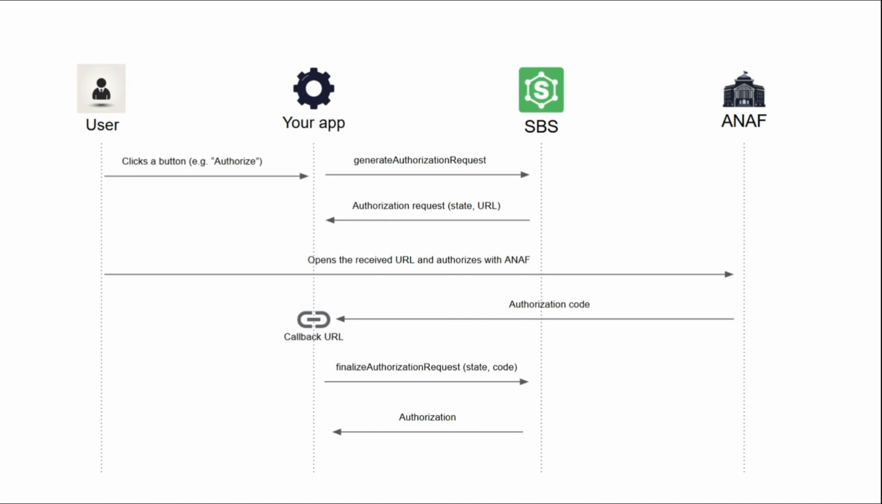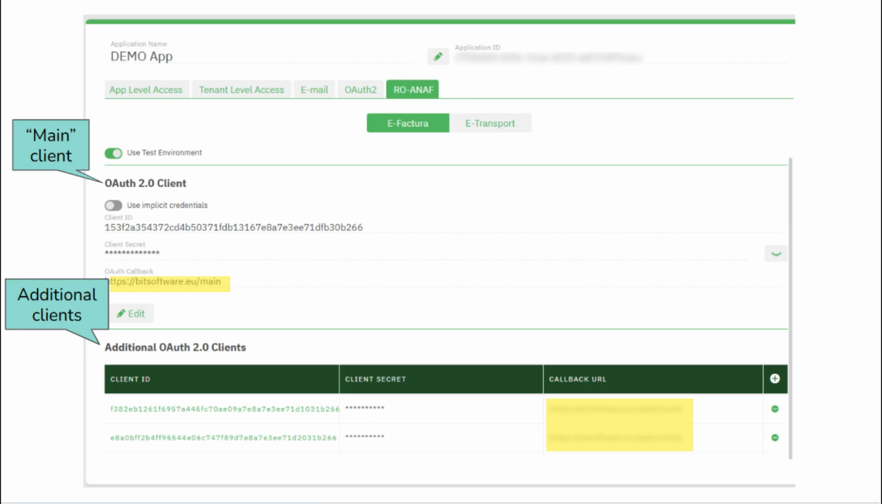This works as follows. When SBS API clients call the Generate Authorization Request API method, they can optionally supply an OAuth callback parameter as input. This parameter should match the callback URL of any of the additional clients from the table you've seen earlier. If the parameter matches any of the callback URLs from the table, then the respective callback URL and its associated client secrets will be used for the ANAF authorization. When the authorization expires, the respective set of secrets will also be used to obtain the refresh token from ANAF.